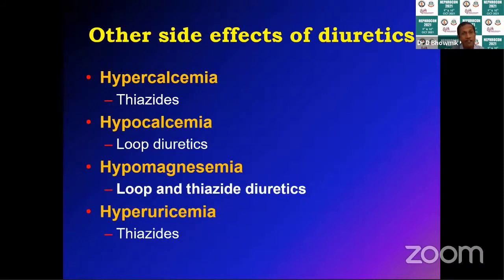Then the other side effects are hypercalcemia because of thiazides, hypocalcemia because of loop diuretics, hypomagnesemia because of both loop and thiazide diuretics, and hyperuricemia because of thiazides. And I think we have one debate also coming up. So hyperuricemia, even gout, may occur with thiazides.